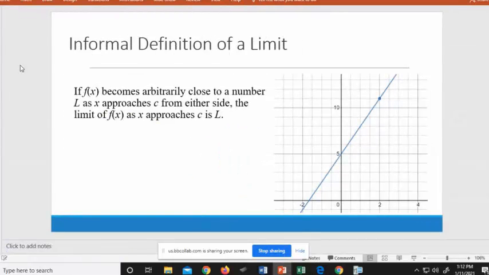Okay, so the informal definition of a limit. If f of x becomes arbitrarily close to a number L as x approaches c from either side, then the limit of f of x as x approaches c is L. Okay, it's still a little confusing, but why don't we go back to the graph that we have of the temperature of the cup of coffee, and we'll try to write this as a mathematical statement.